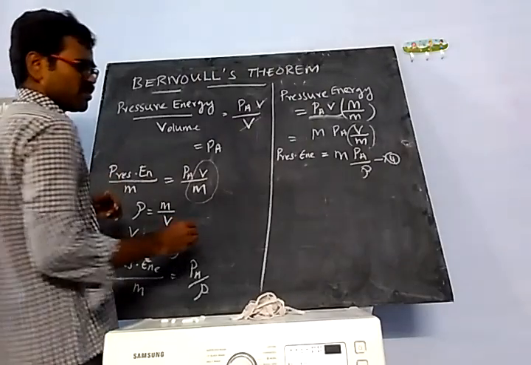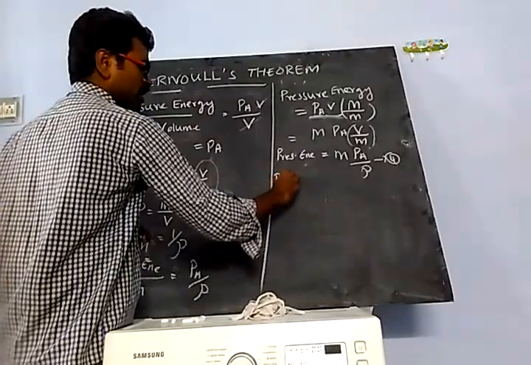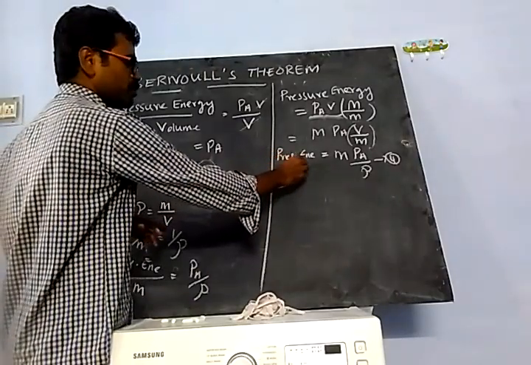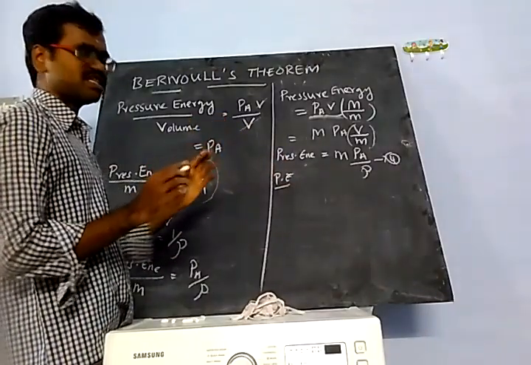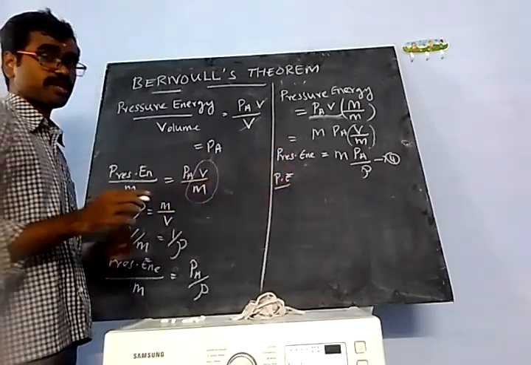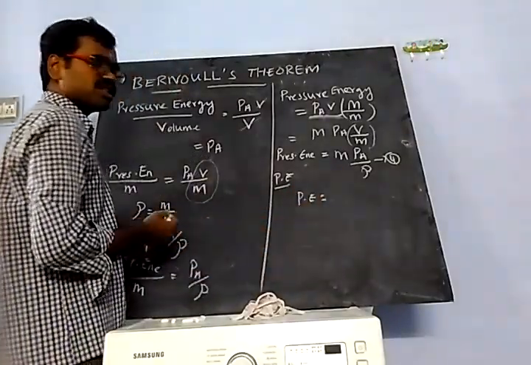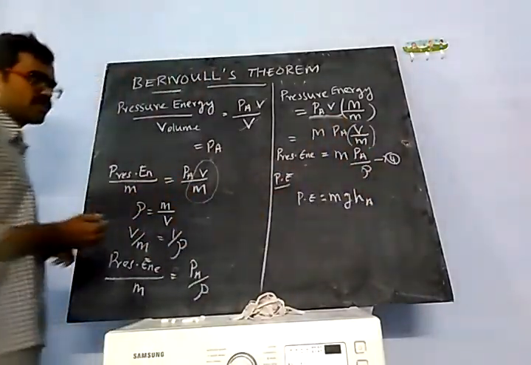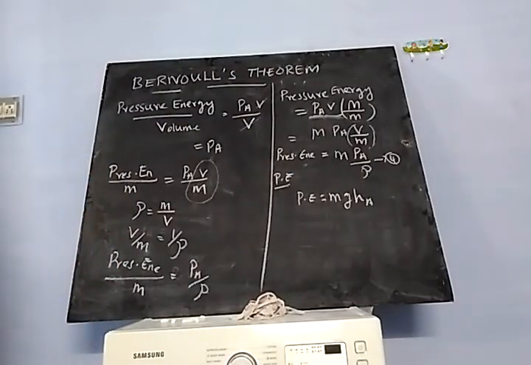Then next, potential energy of that liquid at the point A. PE represents the potential energy. Since we want to vary this symbol, I only write pressure energy in short, and this is the potential energy. So the potential energy of that liquid: what is the formula? mgh at the point A. So potential energy is equal to m g h_A.